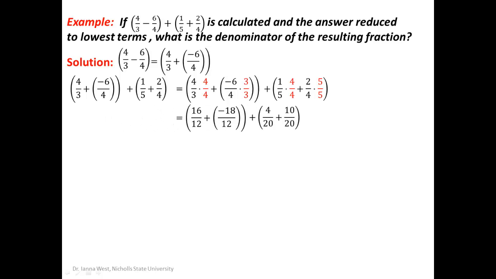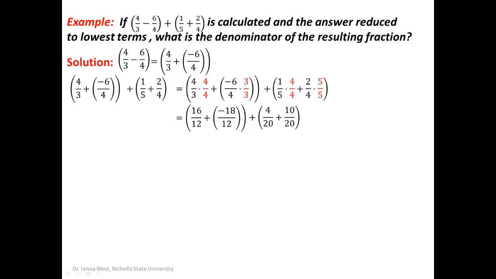In the first set of parentheses, we will multiply the first fraction by 4 over 4, and we will multiply the second fraction by 3 over 3. In the second set of parentheses, we will multiply the first fraction by 4 over 4, and we will multiply the second fraction by 5 over 5. Now, when we multiply the numerators and multiply the denominators of all four products, we get 16 over 12 plus negative 18 over 12 plus 4 over 20 plus 10 over 20.